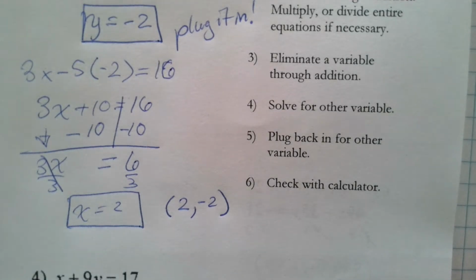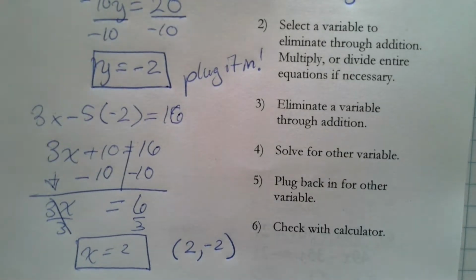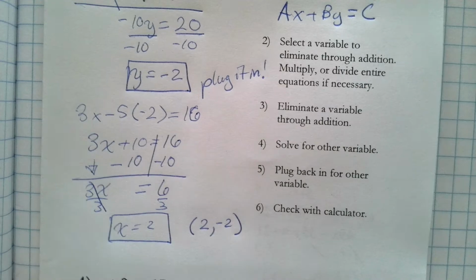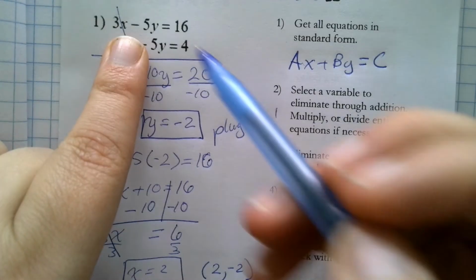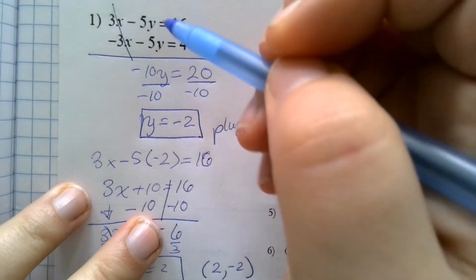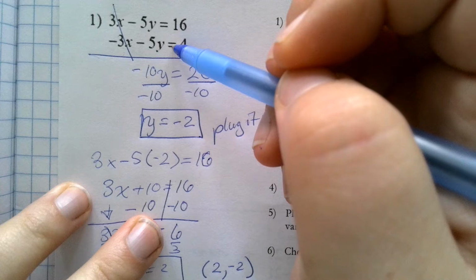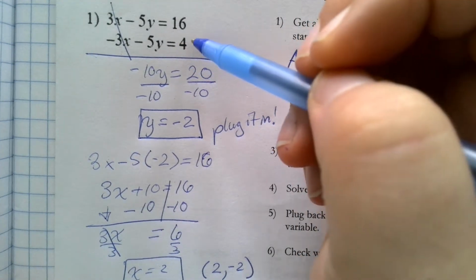Okay. So let's just walk through what these steps mean with our example. I'm going to zoom out just a tiny bit so you can see them all at the same time. Okay, so first, in order for us to do this, they have to be in the same format. So the x's have to be lined up, the y's have to be lined up, the equal signs have to be lined up, and the constants, which is just your number, have to be lined up.